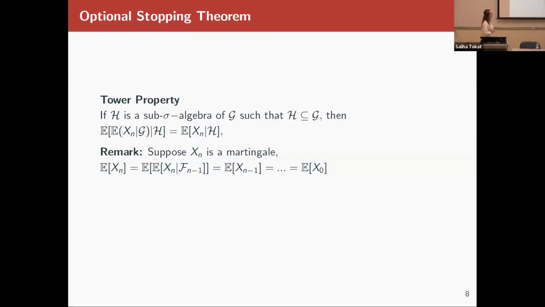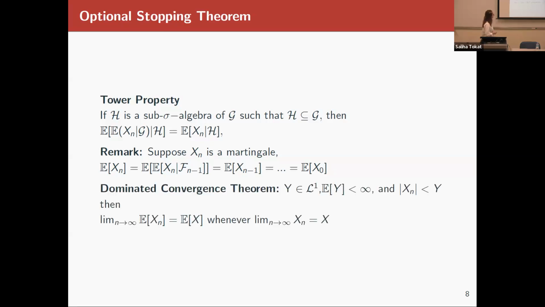So, with this property, xn is a martingale. I want to take a look at the expectation of xn. With our property, I can write xn like this. And I know this is equal to xn minus 1. With recursive calculations, I can get the expectation of x0. So for all n, the mean of xn is equal to the expectation of x0.